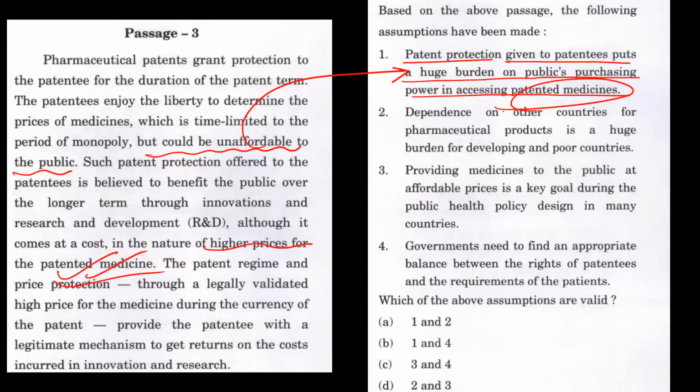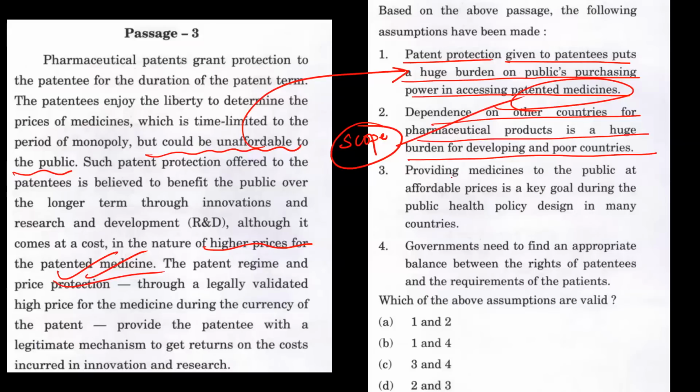Next, dependence on other countries for pharmaceutical products is a huge burden for developing countries and poor countries. This is scope. Is the passage about purchasing medicine from outside, importing medicines, exporting medicines? No, the passage is not about that. It is not about the dependence of countries on outside countries. It is about patents. That's it. So it goes beyond the scope.